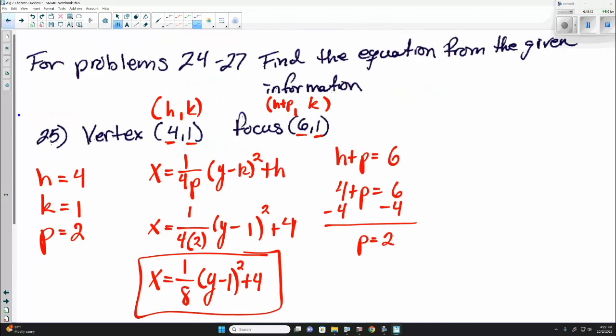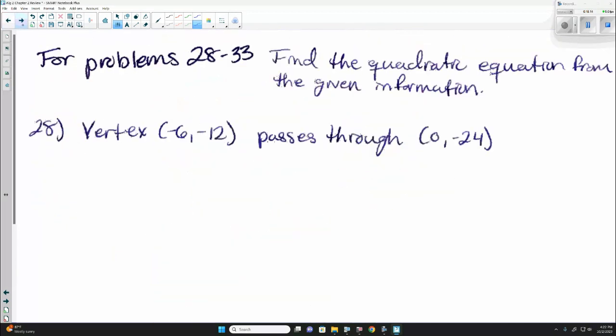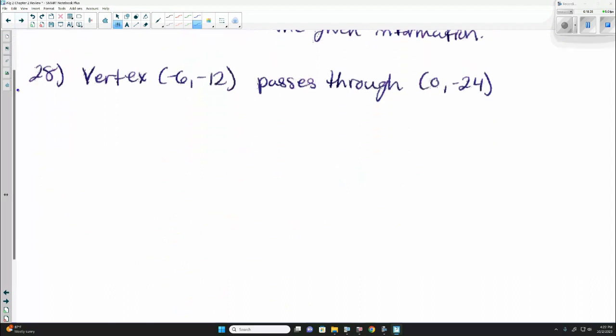And if you're wondering, there is no 26. That brings us to 28 through 33. Find the equation from the given information. Now, these are a little bit different in that they gave us the vertex and a point that passes through it. So this is our vertex form.